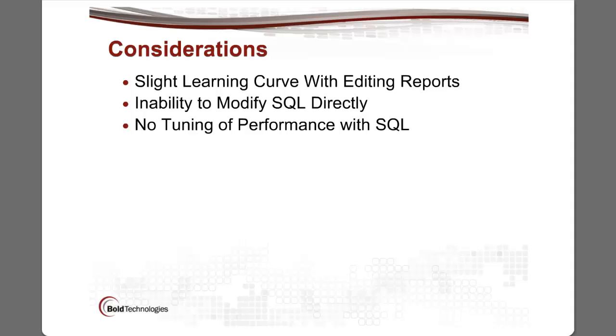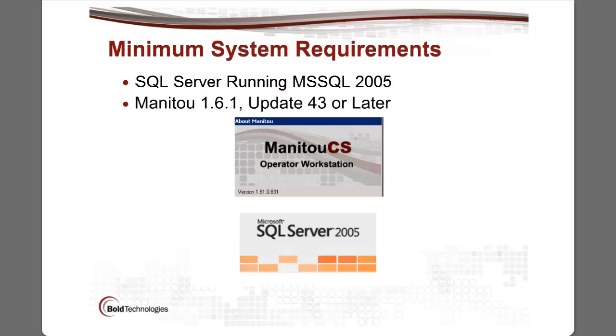It is possible in the Advanced Report Writer to tune the performance of a particular report by optimizing the query. If you have the skills to run the query in the most efficient way, those efficiencies were passed on to Manitou when the report was created. Not so with the SnapReporter. To run the SnapReporter, you need both of the following: SQL Server running Microsoft SQL 2005, and Manitou 161, update 43 or later.